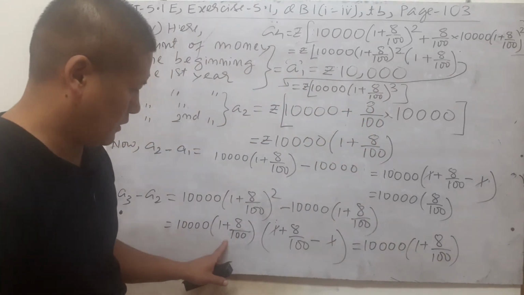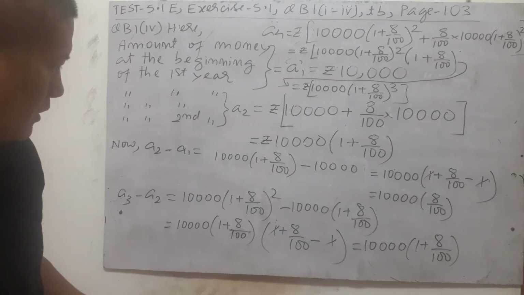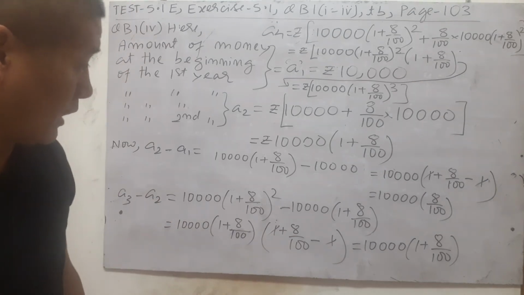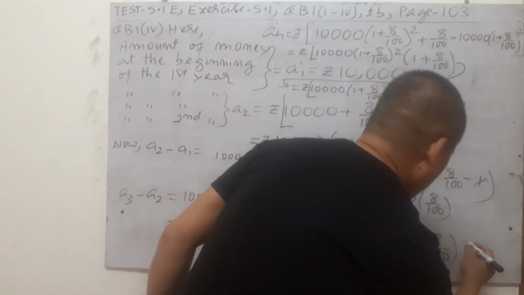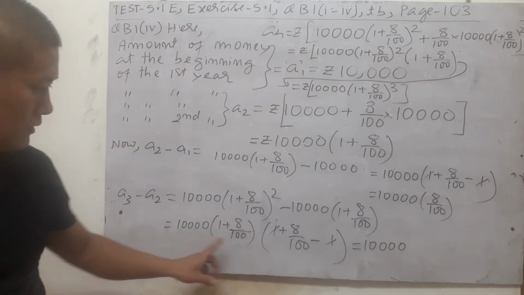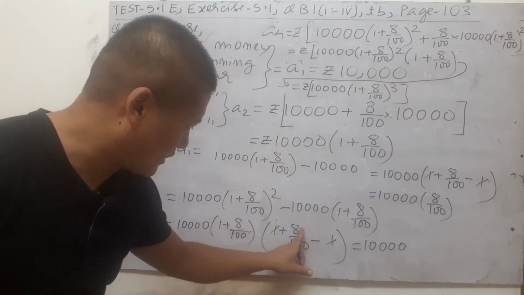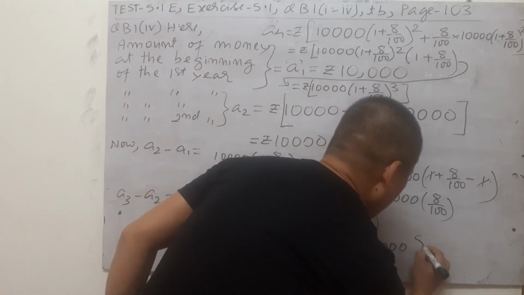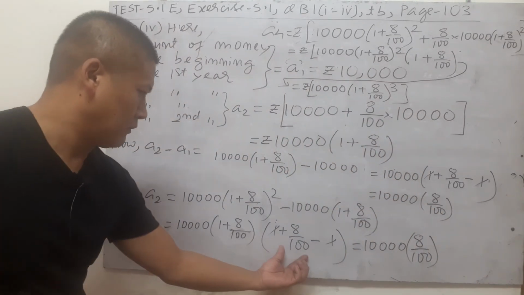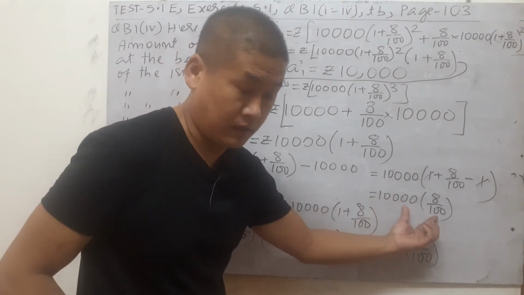As you can see, 10,000 into (1 plus 8 by 100) into 8 by 100. So you write here. Okay, I can rearrange it into a comparable form. See, 10,000, 10,000. I will write this first here. This plus 1 minus 1 cancel, means only 8 by 100 is left. So 8 by 100. Why did I write that first? Because that way it will become comparable to the A2 minus A1 value, 10,000 into 8 by 100.